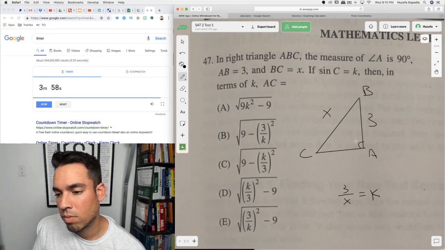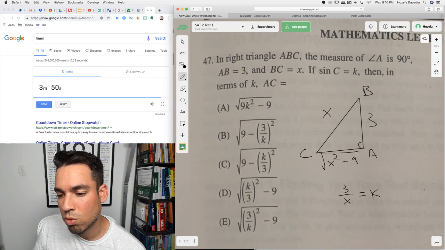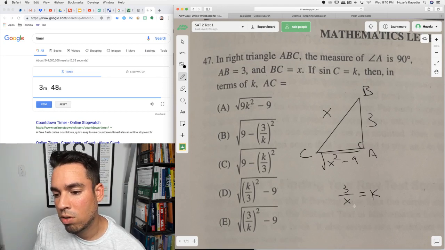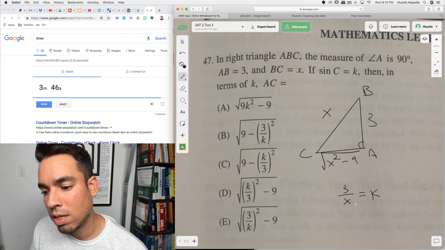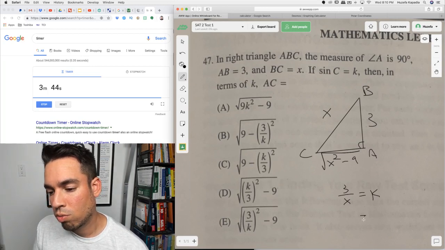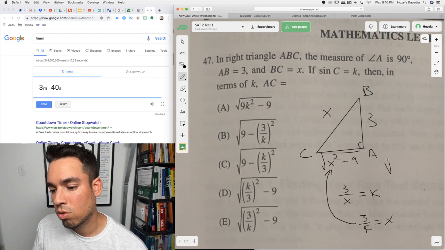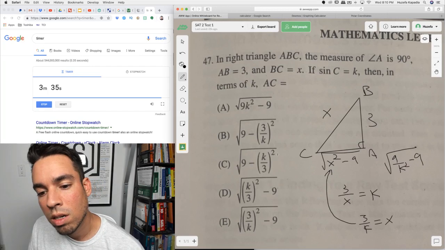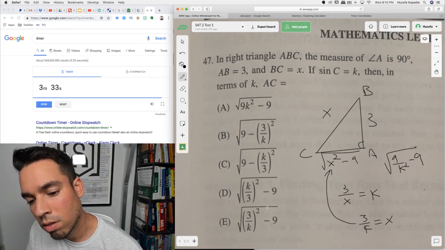Then in terms of K, AC equals, okay, and then we can say this side is 3, the hypotenuse is X, and this side is the square root of X squared minus 3 squared. Now we can plug in K. So isolate: 3 over K equals X. Plug this in here, and it's the square root of 9 over K squared minus 9.